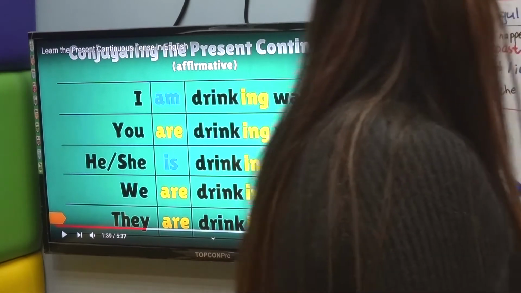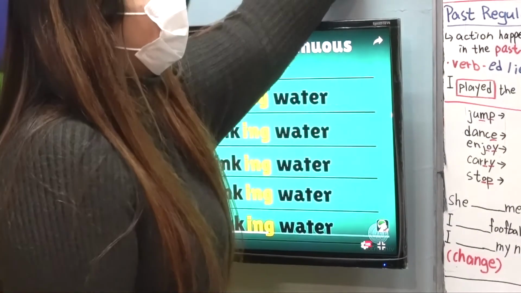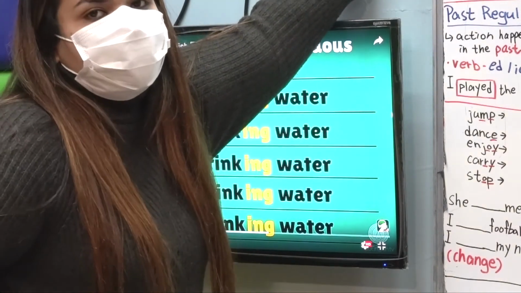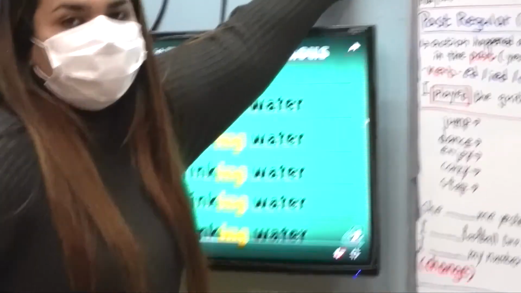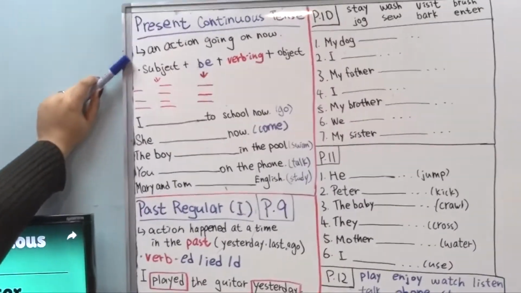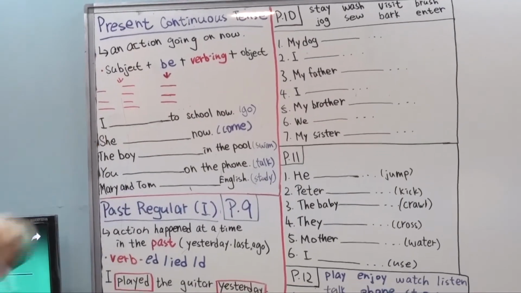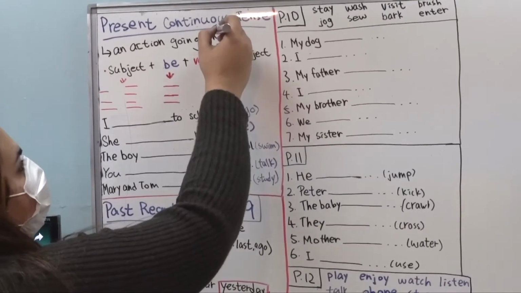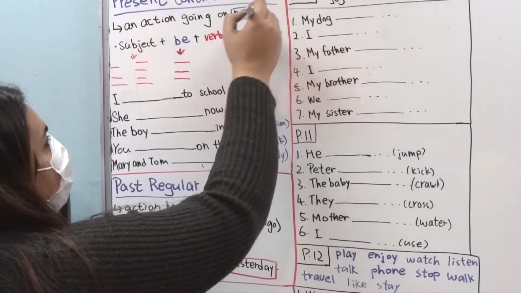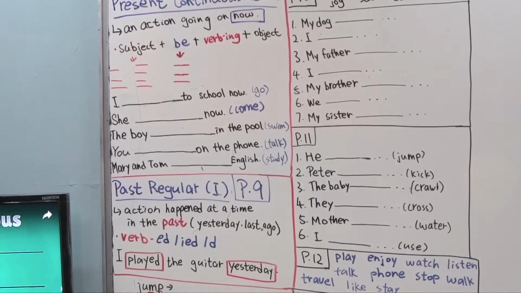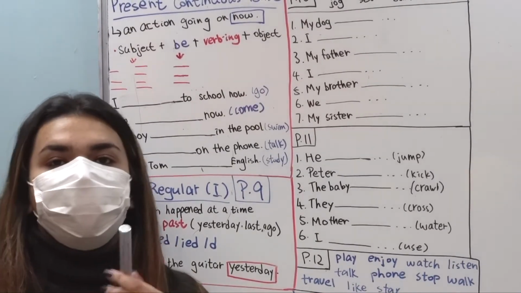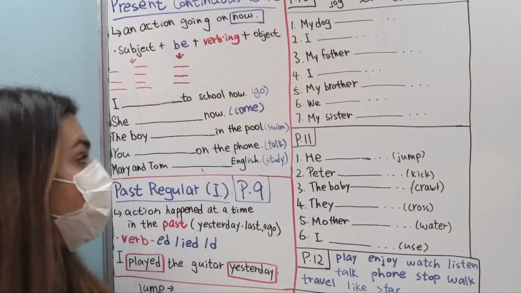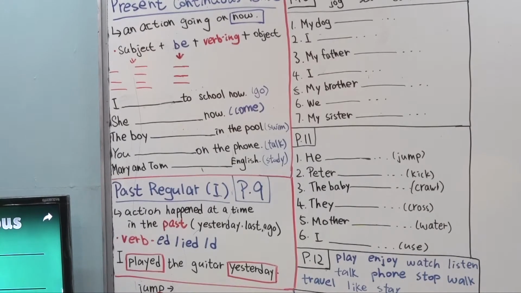Alright, so we have watched a little part of the video, right? So, let's look at the board now. When do we use present continuous tense? We use present continuous tense when an action is going on now. Remember, an action going on now, when something is happening right now. So, for example, I am teaching you now. We use present continuous tense when an action is going on now.